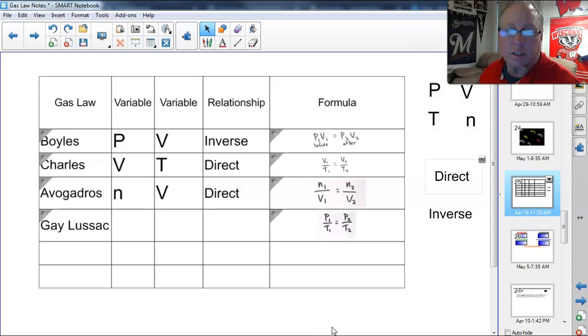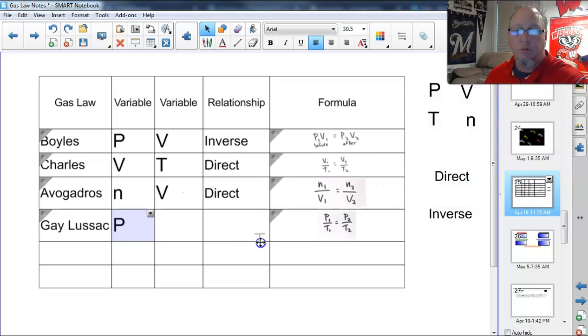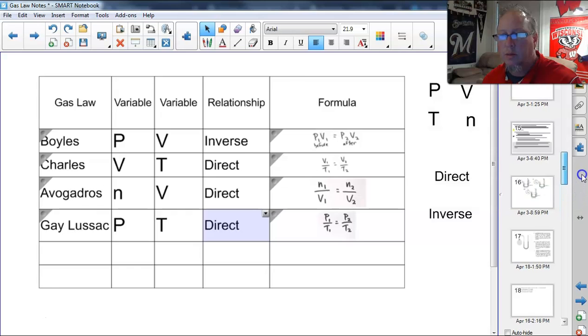What are the two variables that are involved in Gay-Lussac's law? Well, Gay-Lussac deals with pressure and temperature. And once again, since this formula deals with temperature, the temperature always has to be in kelvins. It is a direct relationship. I'm going to do one sample problem for each one of these just so you guys can see how those are done.